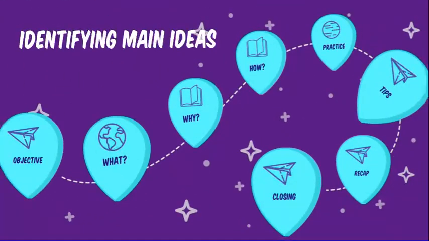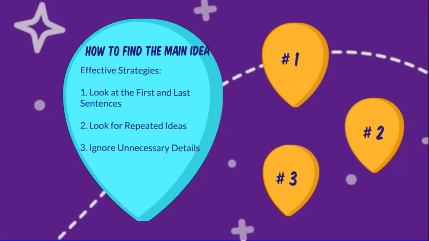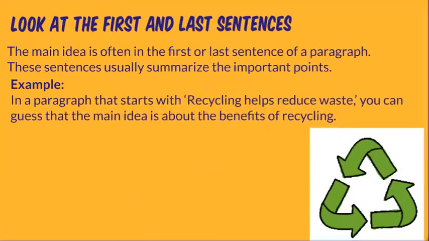Now, we'll look at how to find the main idea. There are three effective strategies shared in this video. I'll explain them to you one by one. First is to look at the first and last sentences. The first strategy to find the main idea of the text is to read the first or the last sentence of a paragraph. These sentences usually summarize the important points.